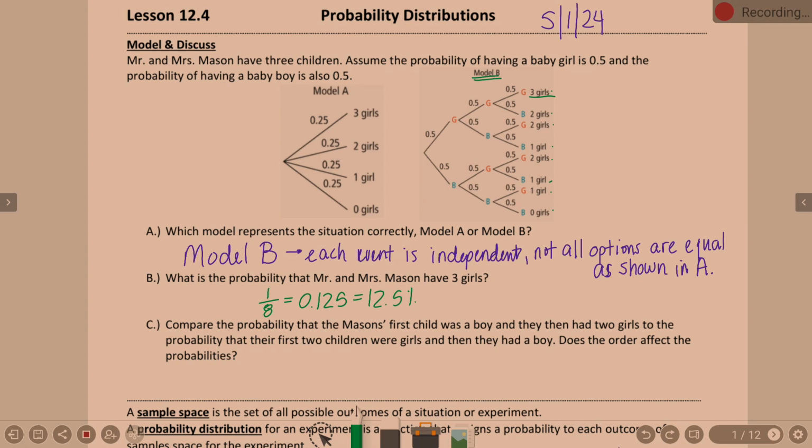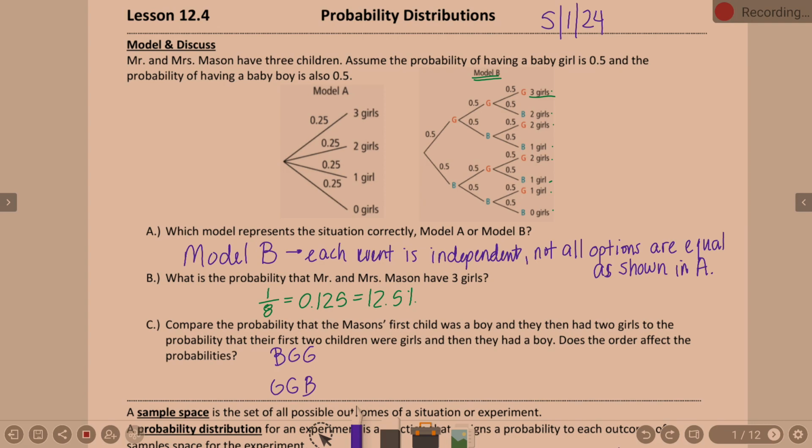Compare the probability that the Masons' first child was a boy and they had 2 girls to the probability that their first 2 children were girls and then they had a boy. Does the order affect the probabilities? So I feel like I need to read that again here. Probability that the Masons' first child was a boy and then they had 2 girls. So I'm going to call that BGG, as in boy, girl, girl. To the probability that their first 2 children were girls, and then they had a boy. So girl, girl, boy.